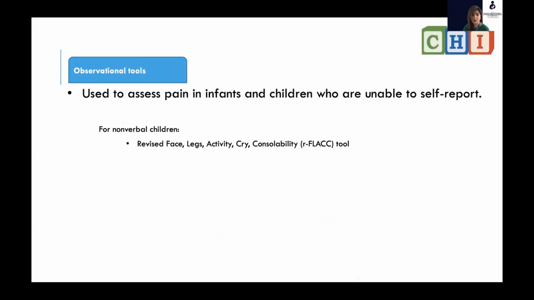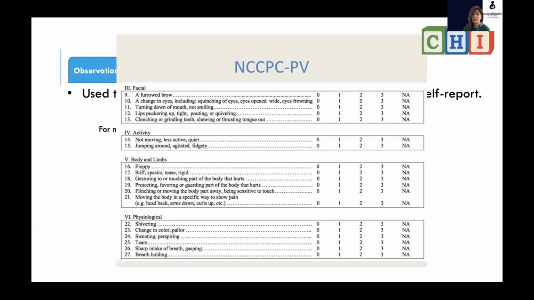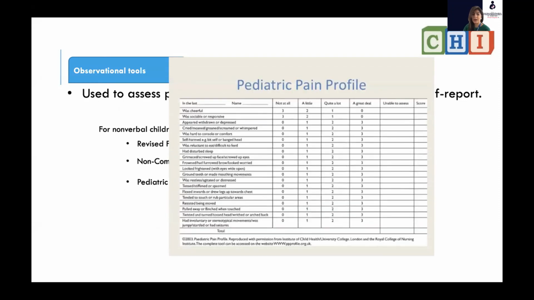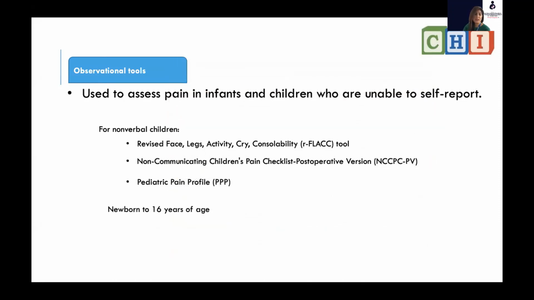There are others, like the Non-communicating Children's Pain Checklist, postoperative version, and that form, again, depends on observation of 4 elements and then accumulating the numbers. And there is the Pediatric Pain Profile. And for newborn to 16 years of age, there's the Nursing Assessment of Pain Intensity. All of them are available online. Whichever is easy to access, go and find one. Have it available for yourself whenever you have a patient complaining of pain, and score that patient accordingly.